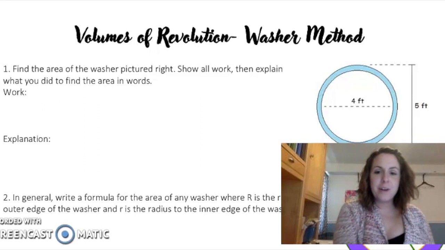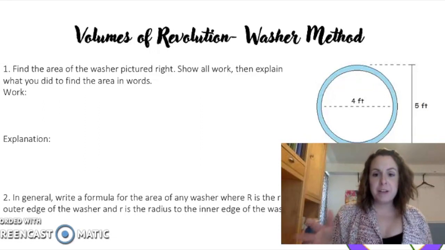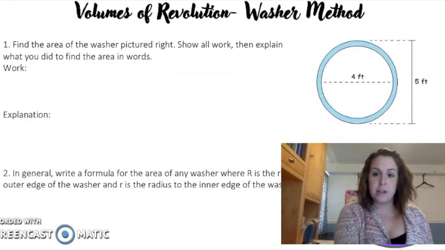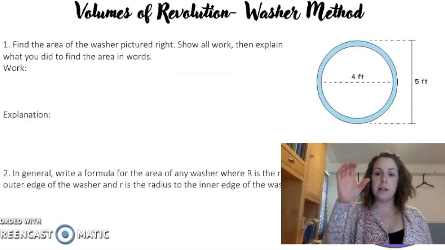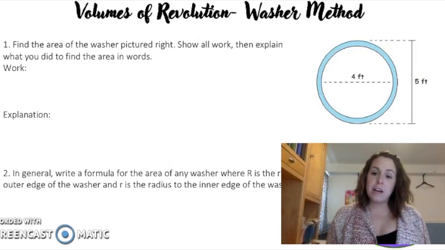Hey guys, in this video we're going to find volumes of revolution using the washer method. And so we're going to do a little bit of an exploration with what we know about two-dimensional shapes before we go any further. So this picture over on the right of your screen is a washer, right? A washer is a solid ring with an open circle in the middle. So we want to find the area of this washer.